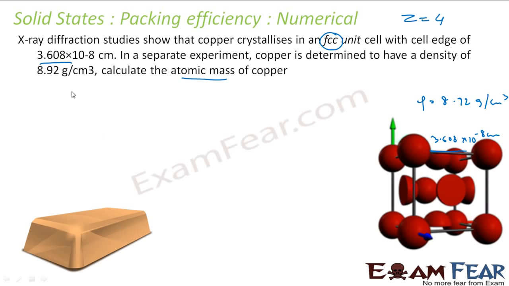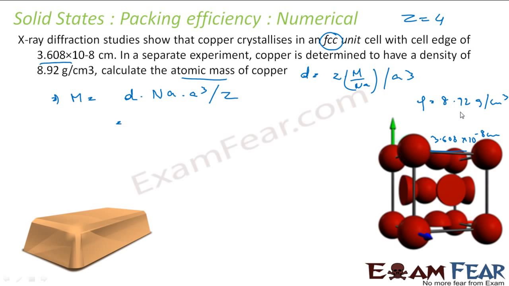So the formula we had was D is equal to Z into molecular mass by Na divided by A cube. What do we need to find? M. The same formula we'll rewrite, and we get M is nothing but D into Na into A cube by Z. Correct? Let's put the values.